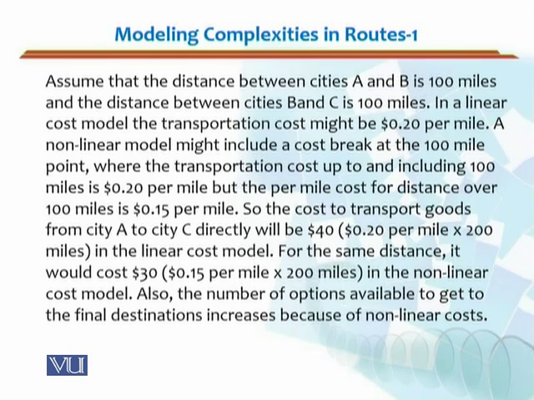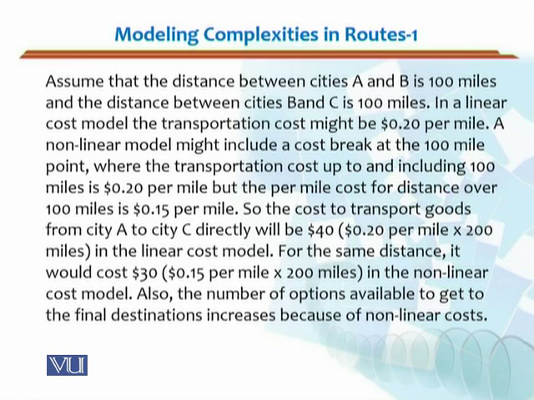Assume that the distance between cities A and B is 100 miles, and the distance between cities B and C is 100 miles as well. In a linear cost model, the transportation cost might be 20 cents per mile. A non-linear model might include a cost break at the 100-mile point, where the transportation cost up to and including 100 miles is 20 cents per mile, but the per mile cost for distance over 100 miles is 15 cents per mile.